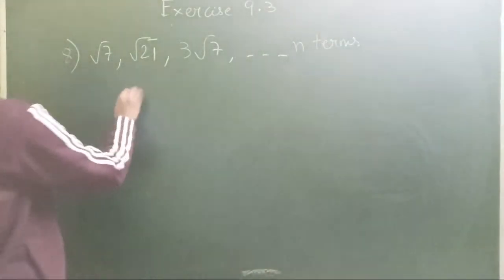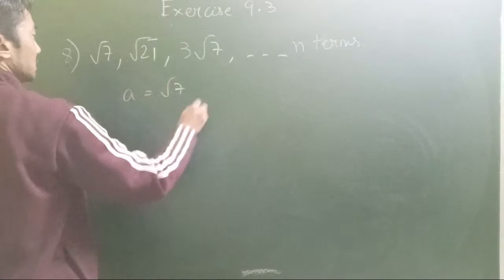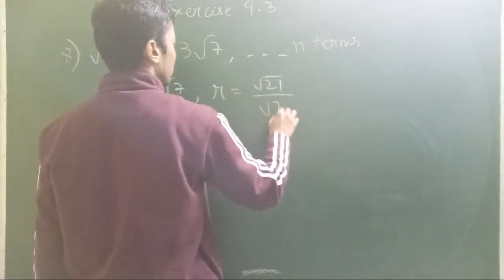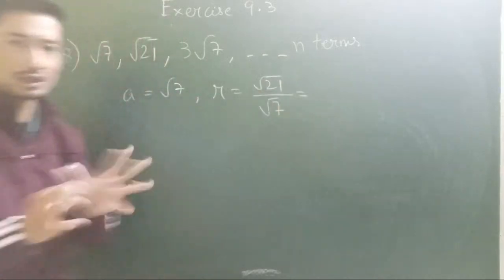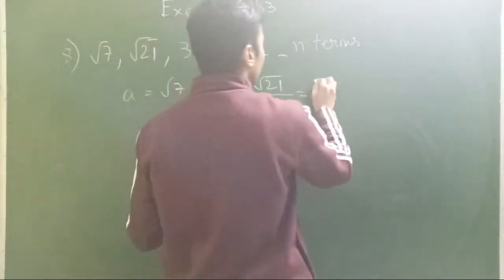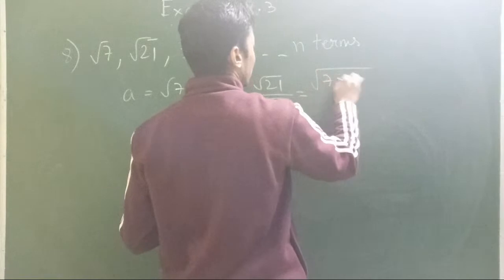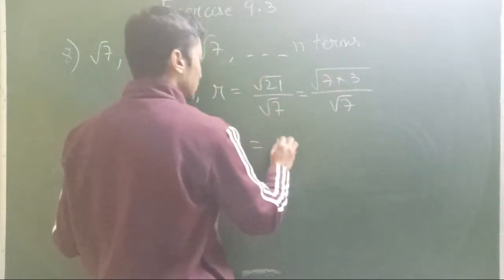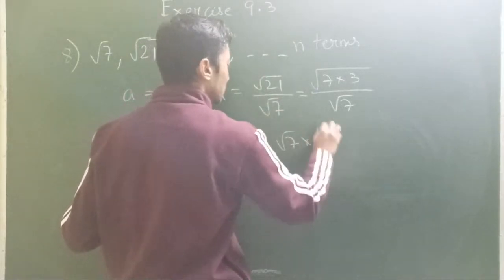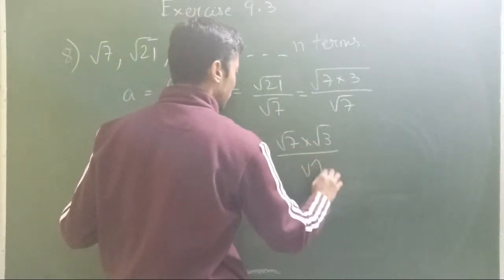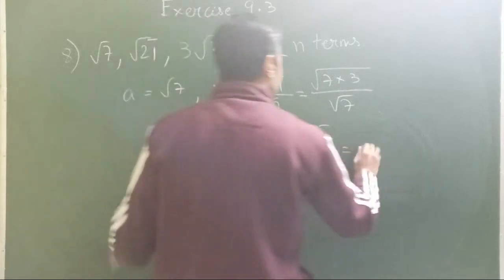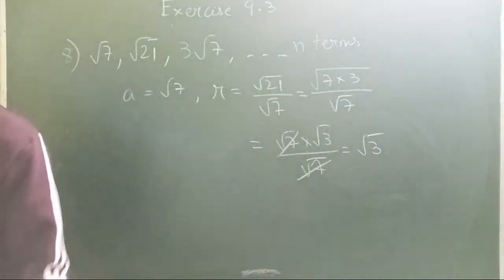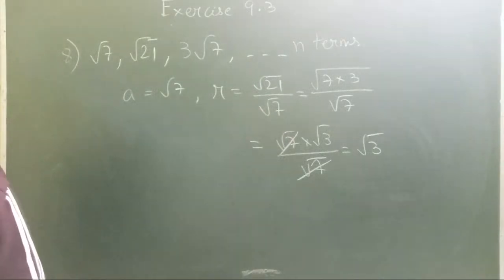Okay, let's find out. a is root 7. Common ratio r is root 21 divided by root 7. Of course, we can do some factorization and simplification, because square root of 21 we can write as root 7 into 3. So we can write this as root 7 into root 3 divided by root 7. Root 7 cancels root 7, so the common ratio is root 3.